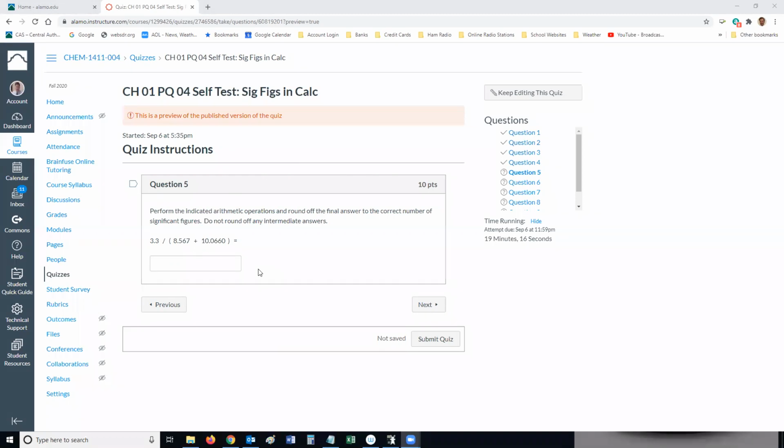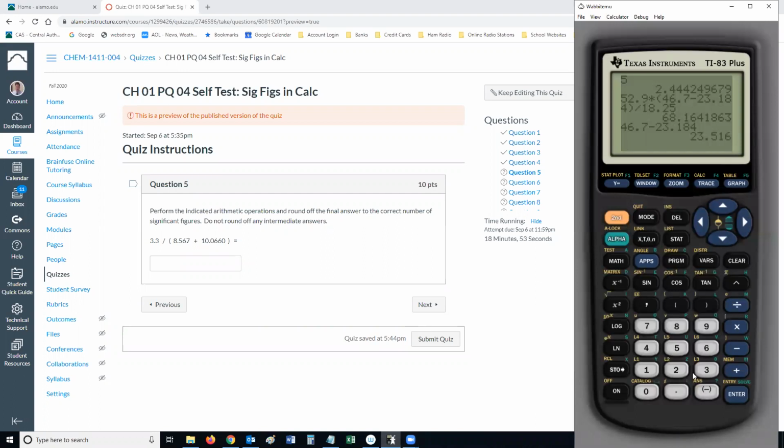Okay, this is giving us a number 3.3 divided by a quantity in parentheses. And of course, we have to evaluate the quantity in parentheses first. And so you divide the 3.3 by the sum of those. Now again, if you weren't worried about significant figures, you could certainly enter that in your calculator immediately and get an answer, right? 3.3 divided by, open parentheses, 8.567 plus 10.0660. And then close parentheses and then enter. So there's the answer. But how should that be expressed?